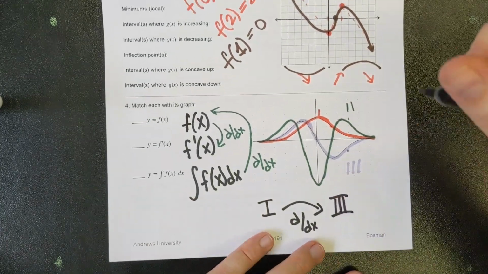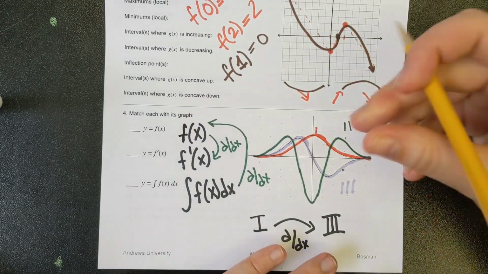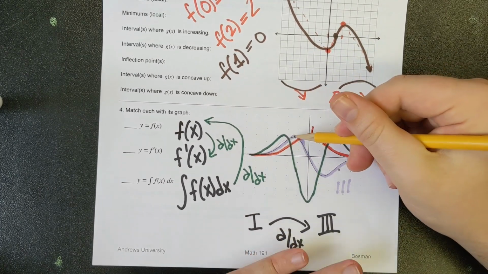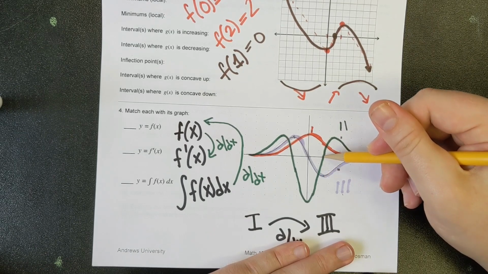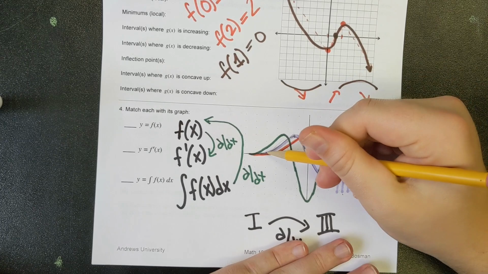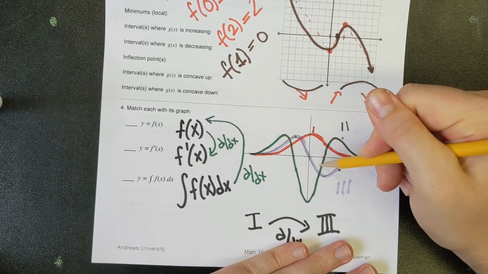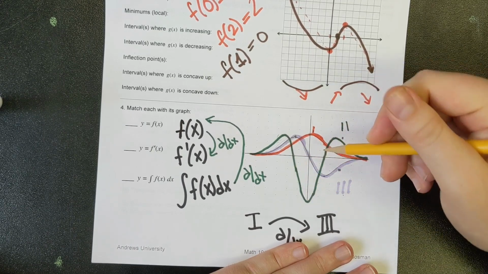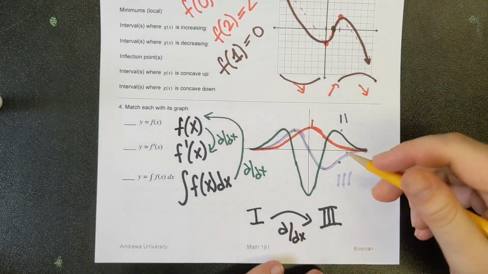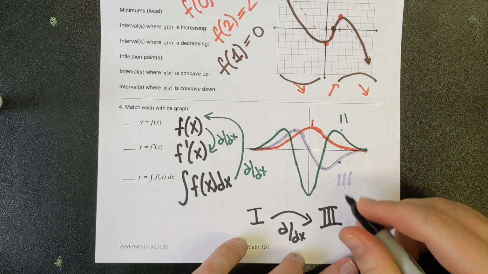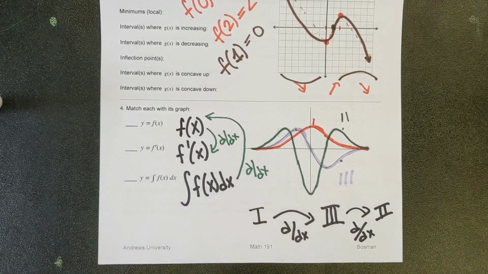Okay, so now what happens with function 3? What does its derivative look like? Right here you have a maximum, so you expect its derivative to be 0 right there. And right here it has a minimum, so you expect its derivative to be 0. Before this maximum, it was increasing, so its derivative should be positive. After this maximum, it's decreasing, so its derivative should be negative. After this minimum, it's increasing, so its derivative is positive. And so function 2 appears to be the derivative of function 3.